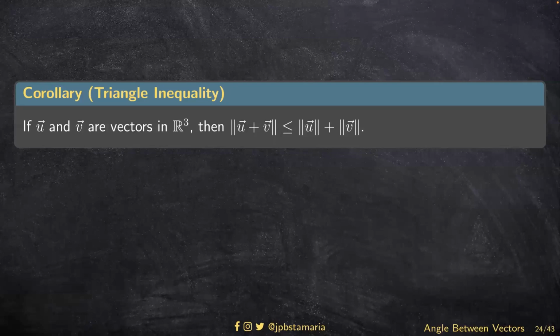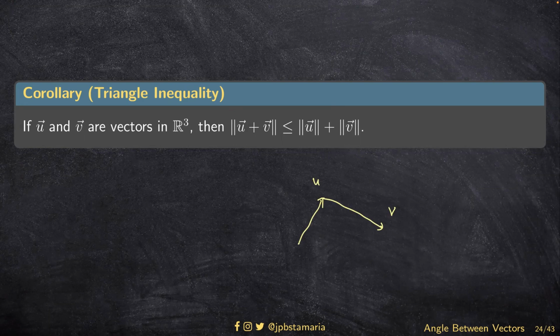So, this says that if the sum of the norms is not the same as the norm of the sum, the sum of the norms is always bigger. Why is this the triangle inequality? Because it talks about a property of a triangle. If this is U and this is V, what is U plus V? Isn't this U plus V? So this is the length of this side of the triangle, the norm of U plus V. The length of this is the norm of U. This is the norm of V. This says that when you add two sides of a triangle, it's always bigger than the third side.